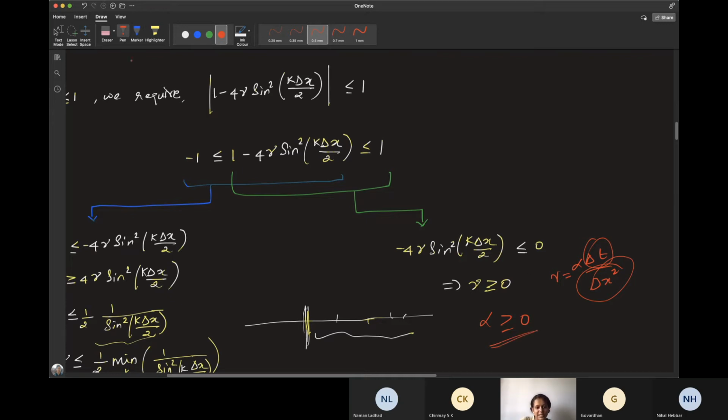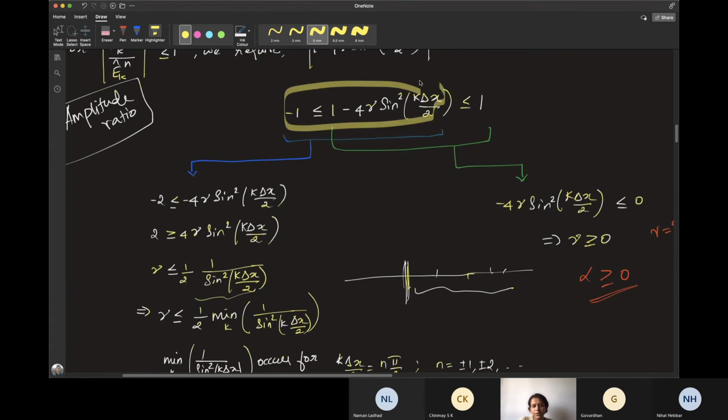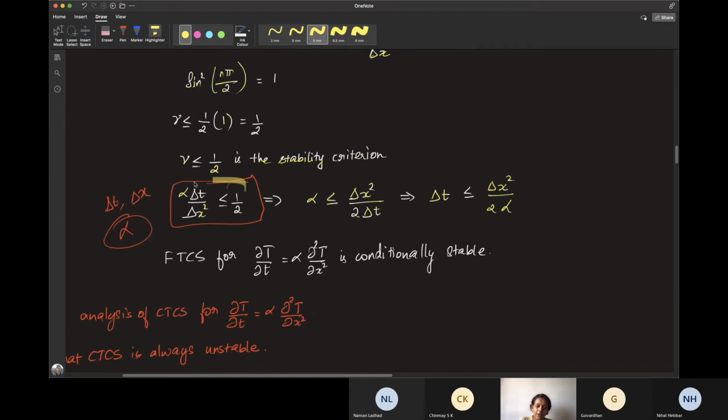If your alpha is less than or equal to 0, then you cannot go about doing FTCS. But in any physical problem, alpha is always greater than or equal to 0, so we need not worry about it. So this condition is always satisfied for alpha greater than or equal to 0. But this condition you will have to check: alpha delta t by delta x squared less than or equal to 1 by 2. You'll have to see that your delta t and delta x satisfy this condition for a given alpha.